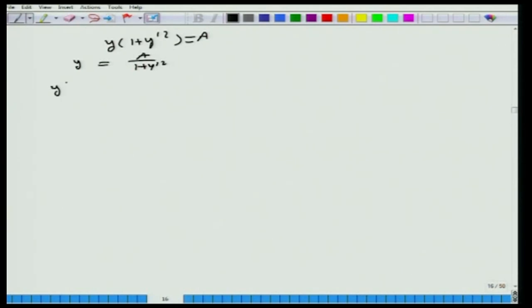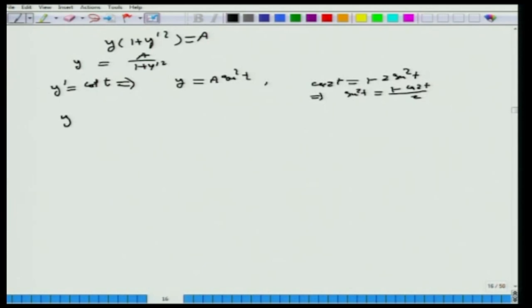So, we get in this case y into 1 plus y prime square equal to a, and so y is a over 1 plus y prime square. So, if you take y prime equal to cotangent t here as a parametric representation, we see that y comes out to be a. So, this gives you cosec square, so you get sin square t here, and then using the formula cos 2 t equal to 1 minus 2 sin square t, this implies that sin square t is 1 minus cos 2 t by 2. So, we get y as a by 2 into 1 minus cos 2 t.